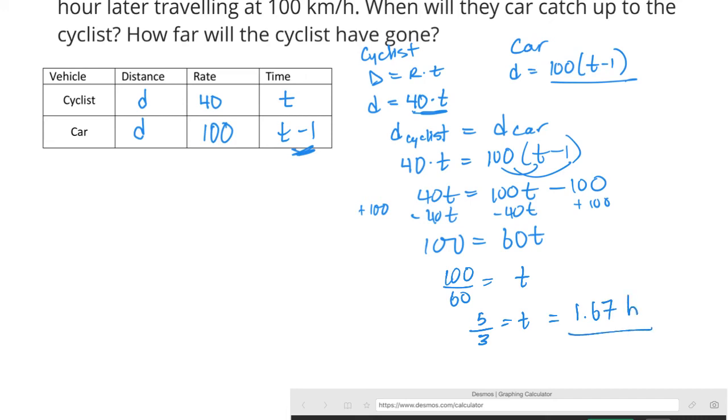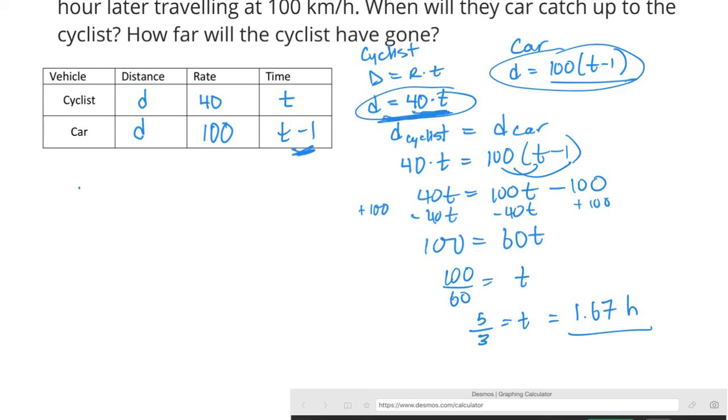So that's how long it'll take before the car catches up to the biker. So from when the biker starts, he's going to bike for about an hour and 40 minutes, and then the car will catch up to it. Now the other question says, how far will the cyclist have gone? So then I can use either this formula or this formula to figure that out. Let's use this one because it's a little simpler.